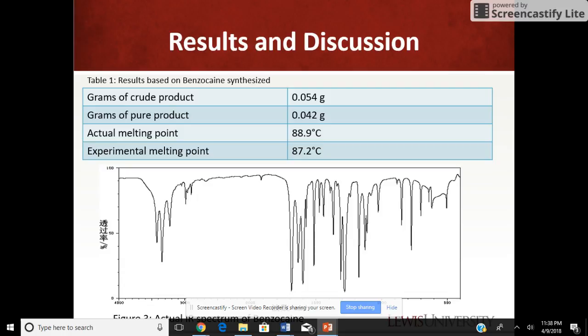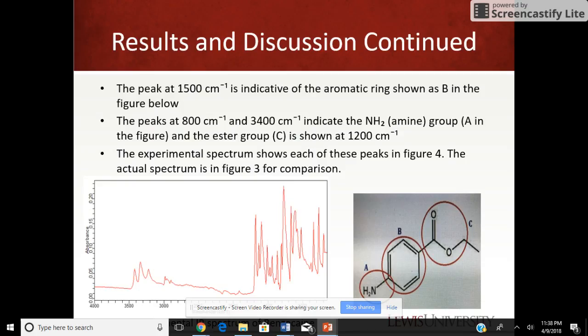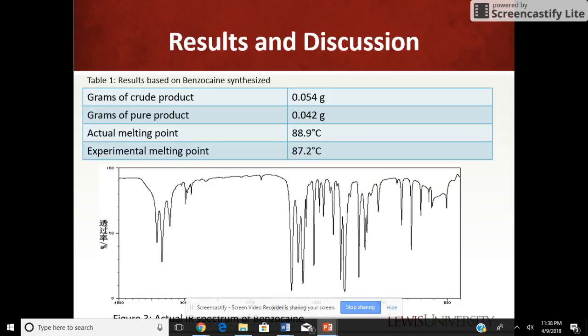Here you see the actual IR spectra of benzocaine. Right around 3400 is where you see the amine group that's present in the molecule benzocaine. Moving forward, the peak at 1500 is the aromatic ring, which you can also see in this actual IR spectra.